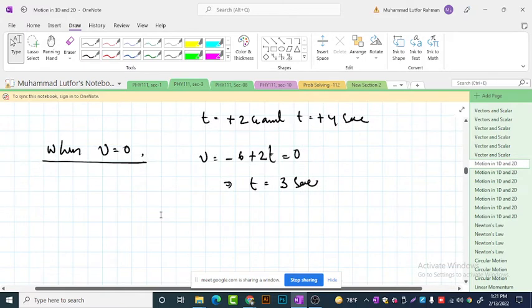All right, so now when the velocity is 0, when the velocity equal to 0, what is the value of x?